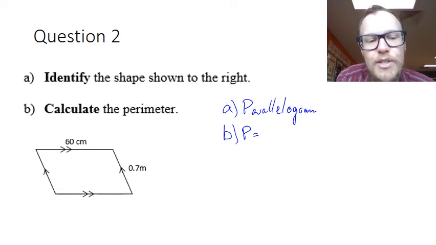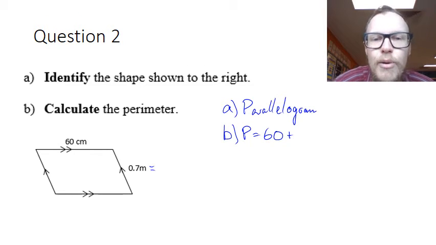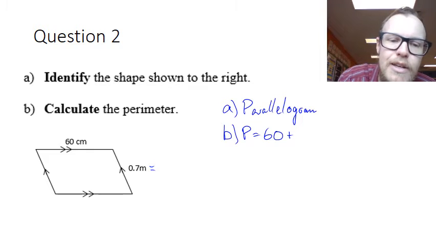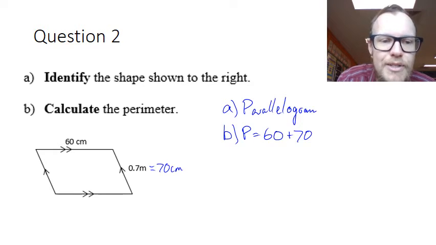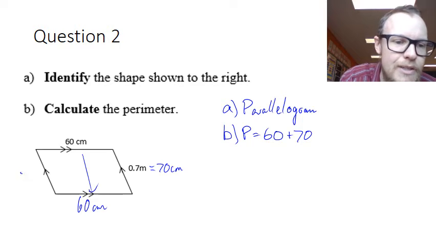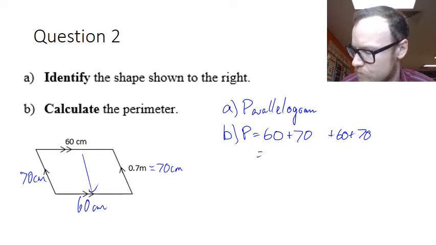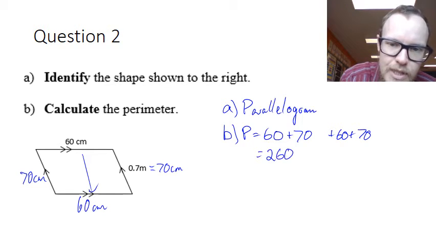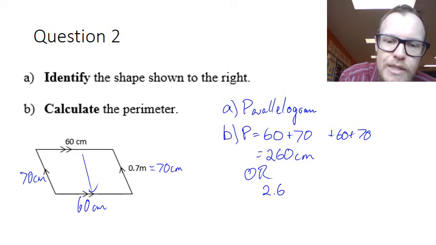For B, we're asked to calculate the perimeter. Perimeter is equal to the sum of the sides. So it's going to be 60 centimeters. Now we've got here 0.7 meters, we need to put that in the same units. So that's going to be 70 centimeters. So plus 70 centimeters. And then we know that opposite sides are going to be the same. So this is going to be 60 centimeters and this is going to be 70 centimeters here. So we can add 60 plus 70 here as well. So that's going to be 60 times 2 plus 70 times 2, because we've got 2 each of those. So it's going to be 260 centimeters. Or you could have converted it all to meters and you would get then 2.6 meters.